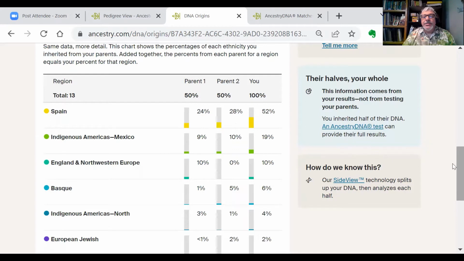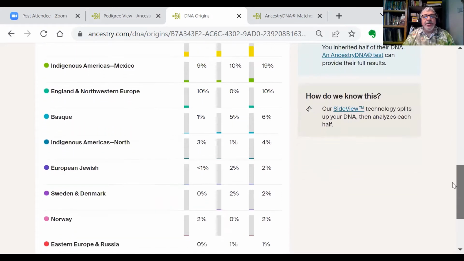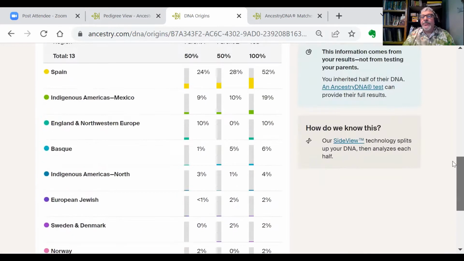Indigenous Americas, it's 19%, with 9% coming from one parent and 10% from the other. England and Northwestern Europe, which is what I'm going to be studying here, is 10% on one parent and 0 on the other one. Basque, Indigenous Americas, European Jewish, Sweden and Denmark, Norway, etc.